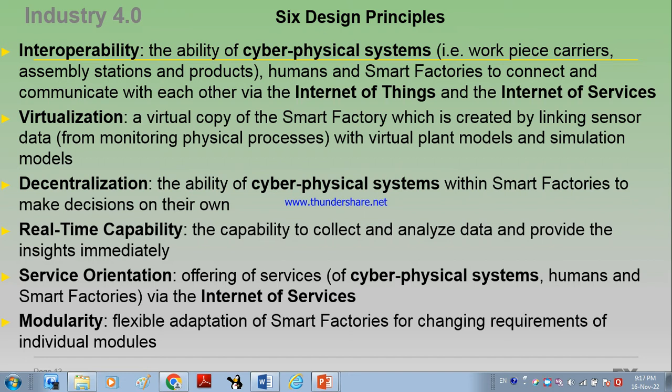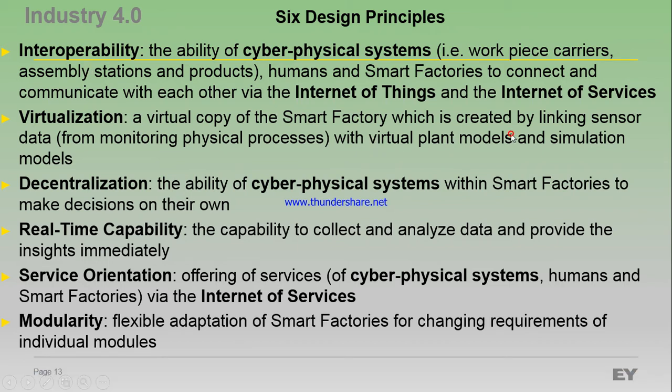Another part is virtualization, because each and everything is going to be first virtual, and if it is right virtually, then we practice it in the physical system. That means the virtual copy of the smart factory which is created by linking sensor data.